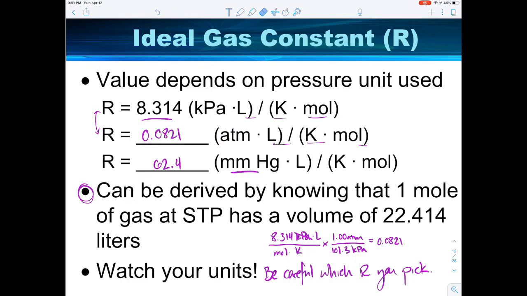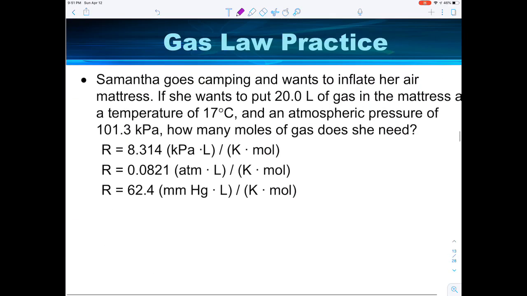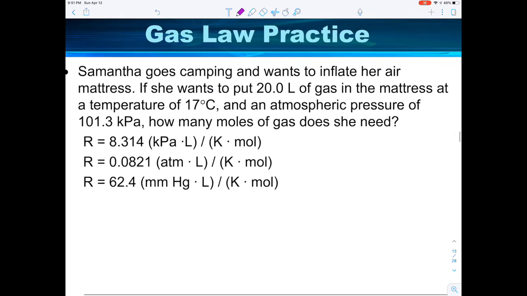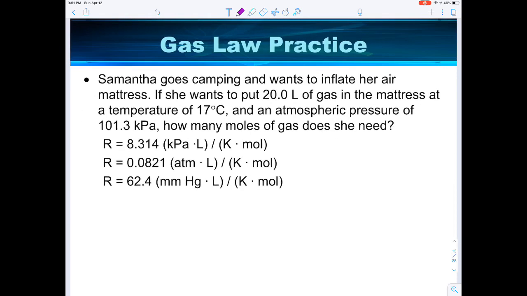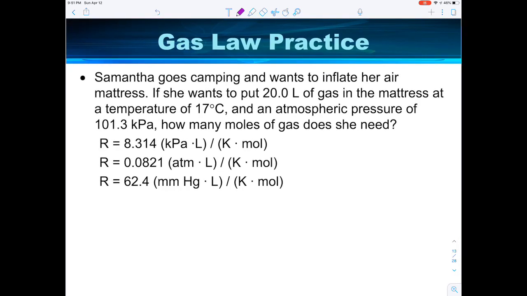Okay, so let's do an example. Samantha goes camping and wants to inflate her air mattress. If she wants to put 20 liters of gas in the mattress at a temperature of 17 degrees Celsius and an atmospheric pressure of 101.3 kPa, how many moles of gas does she need? There's two ways you can do this mathematically. Some people prefer to write out the law and then solve for the unknown right away, which I don't really particularly like to do, but you're welcome to.